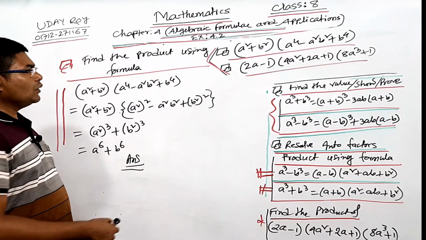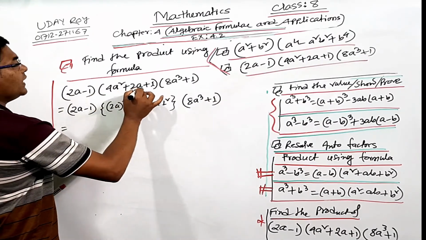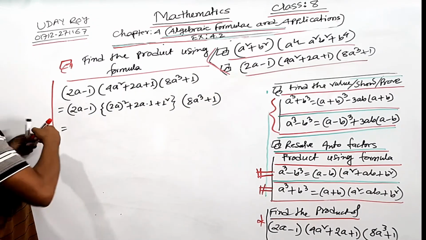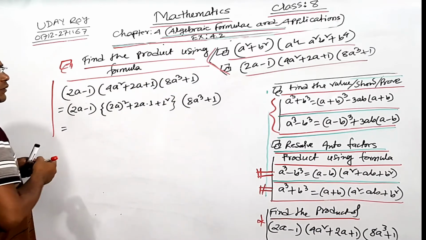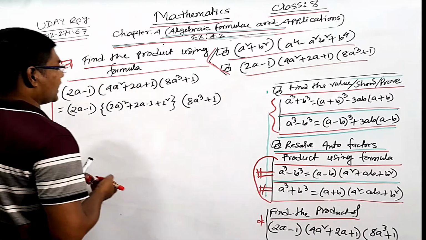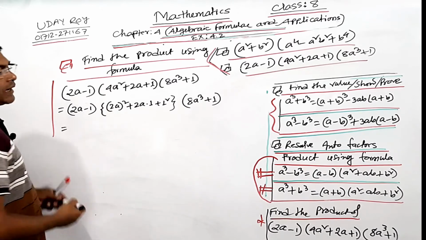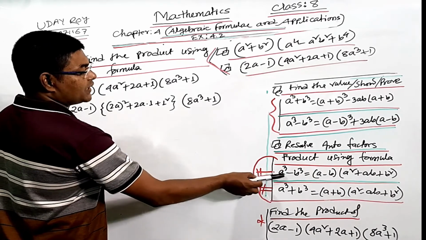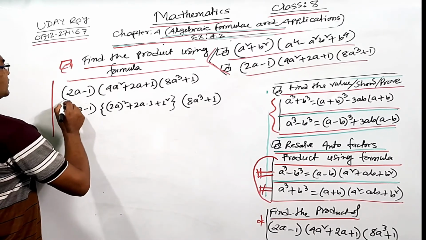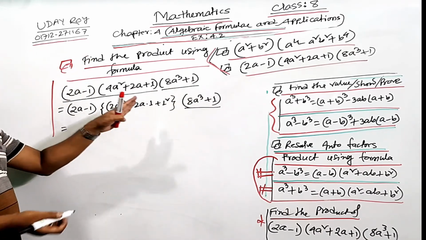Okay, let's come back. We will do this maths. Here is 2a minus 1, 4a square plus 2a plus 1, 8a cube plus 1. This is also find the product, using formula. For product, here are two formulas: here is minus, here is plus. For minus, you have to follow these rules, a cube minus b cube. At first you have to do this part, 2a minus 1 up to this, and this is another part.